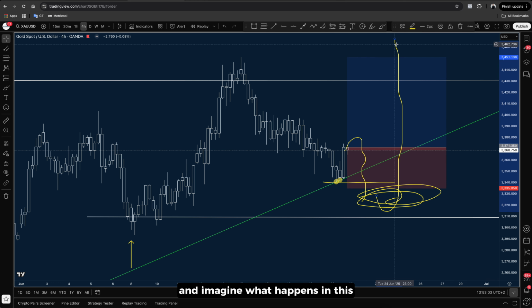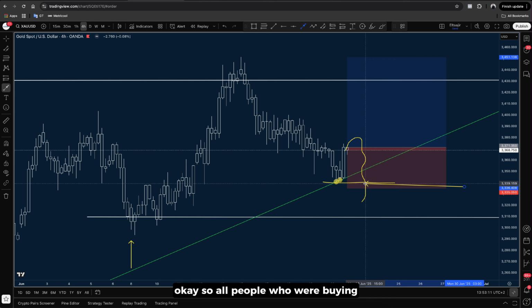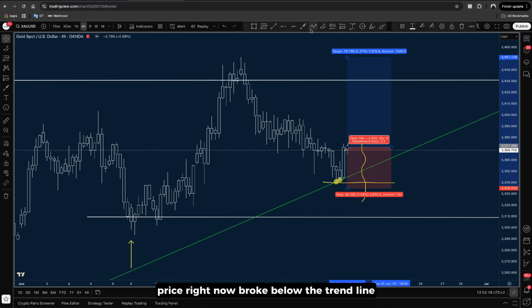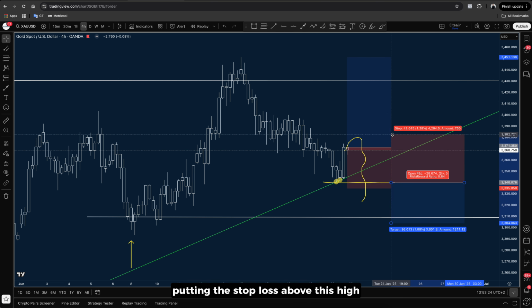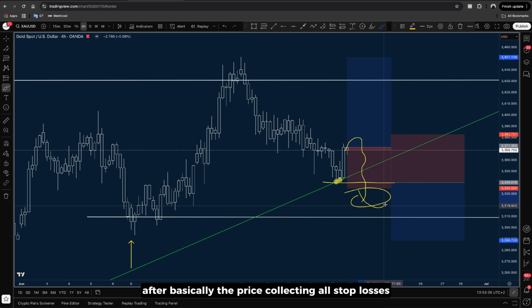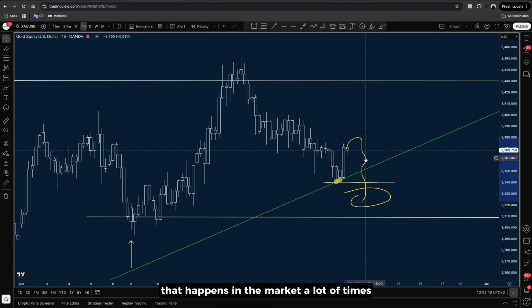And imagine what happens in this trap. When the price broke below here, all the people who were buying hit their stop loss. And when they see that, they will say, okay, price right now broke below the trend line, so it's time for us to sell. So they will be selling from here, putting their stop loss above this high. What will happen after the price collects all the stop losses is that price will continue to move to the upside. That happens in the market a lot of times.